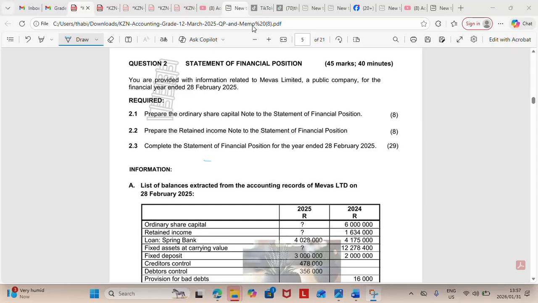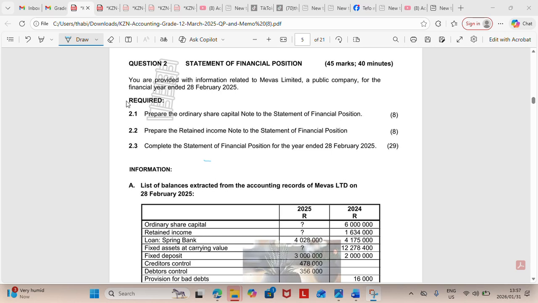In this lesson, guys, we are going to complete two notes, namely the ordinary share capital note and also the retained income note. Okay, so we're going to do this practical example from a past paper. Here, guys, on question 2, you are provided with information related to Marvus Limited, a public company, for the financial year ended 28 Feb 2025.